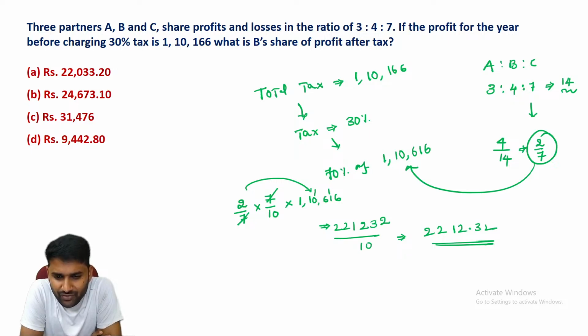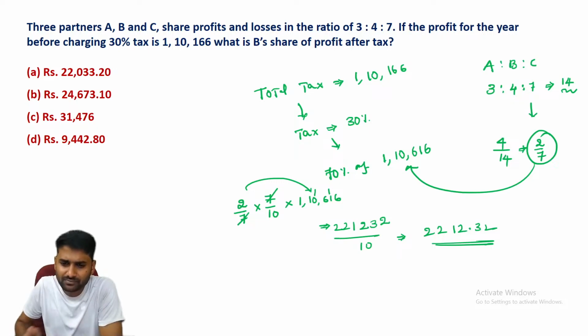Now, after simplification, you will get 2,21,232 divided by 10. So, you will get the value of 22,123 point something. You are dividing by 2. That's the final amount.